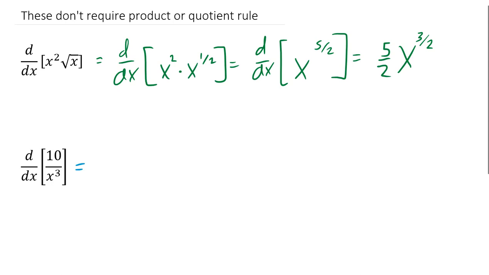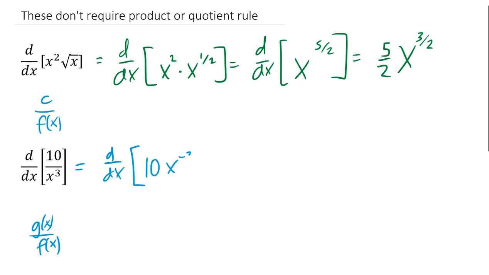This second one, you could see how someone might want to do quotient rule, but if it's a constant over a function, this doesn't require quotient rule. This requires quotient rule. The derivative of 10 over x cubed is just asking for the derivative of 10 x to the negative 3. So its derivative would be negative 30 x to the negative 4. It's easy. You don't need quotient rule. If you did quotient rule, you wouldn't get it wrong, but it'll just take a little bit more time.